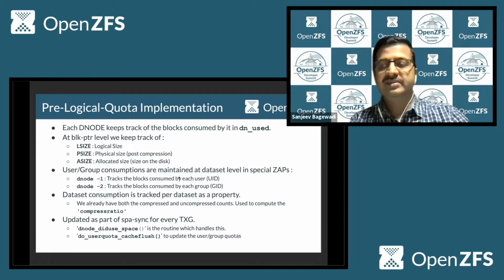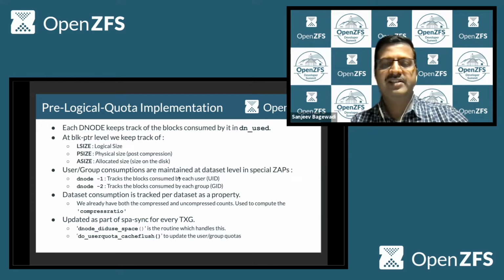The other thing is that if we look at the user and group consumptions, those are maintained in the special dnodes that we have, which is -1 and -2, where we keep track of the blocks consumed by each user. It's an indexed access. It's essentially a ZAP where we index based on the UIDs and GIDs. Not exactly them, but that gives you an idea of what's happening there.